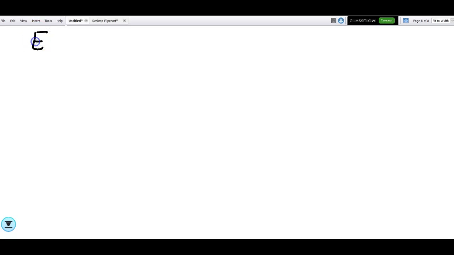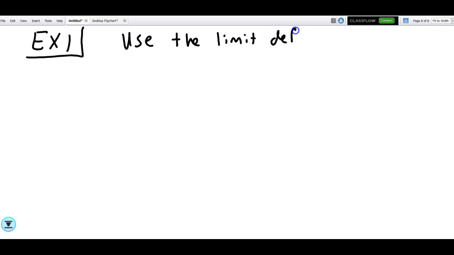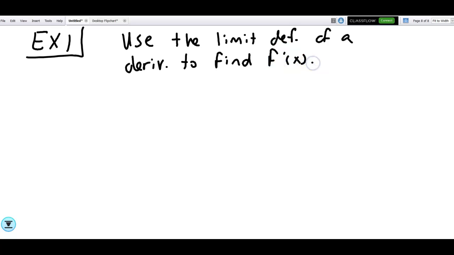So example 1, I'm only going to write these directions once today because the directions are the same for every problem we do. So the directions are: use the limit definition of a derivative to find f prime of x. Okay, that's going to be our directions for every problem today.